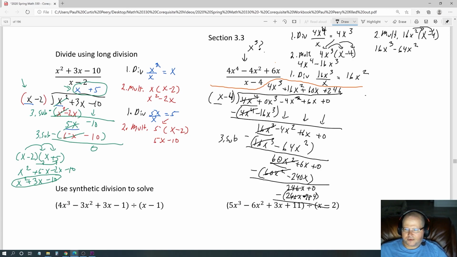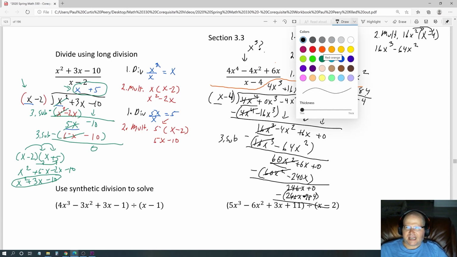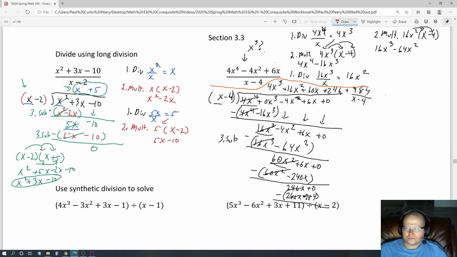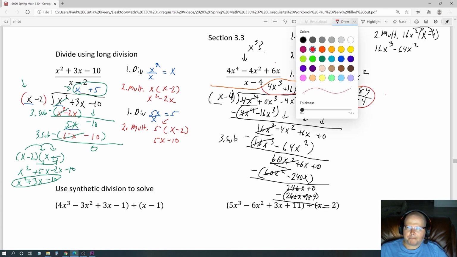And then we end up with the remainder, that 984, because 984 divided by x doesn't work, so we say plus 984, and we put that over the x minus 4. So that horrible thing there is actually the answer. So all of that is the answer. All right, let's try the next one.